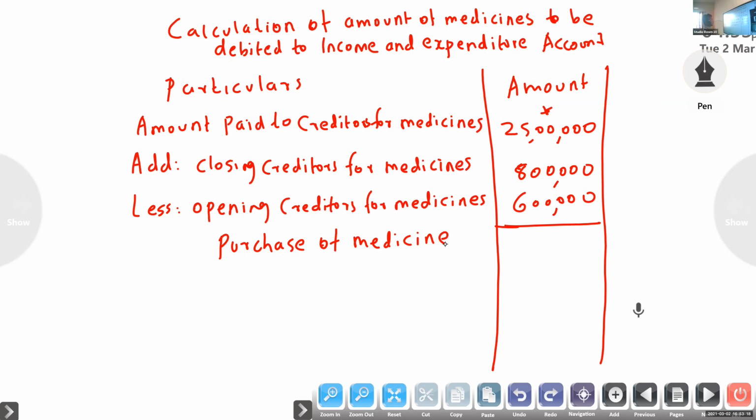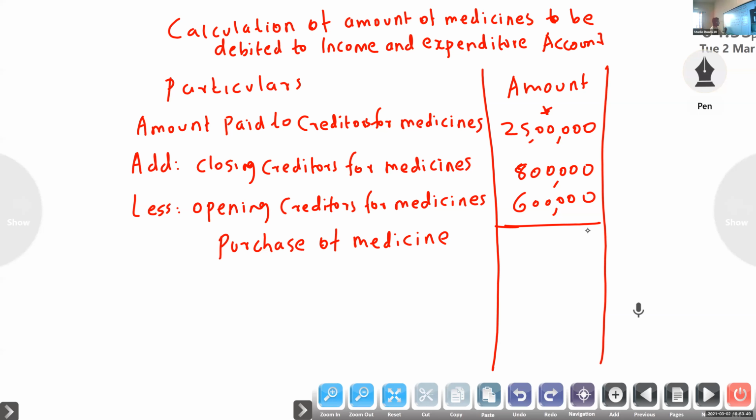Clear? Extra, that only first we will consider only the creditors. Here opening advance paid to creditor is not there. If there is opening advance paid to creditor, just less closing advance. Then you will get a credit purchase. But here cash purchase is not given. So this is the purchase of medicines, 27 lakh. So if you do the previous way also no problem.